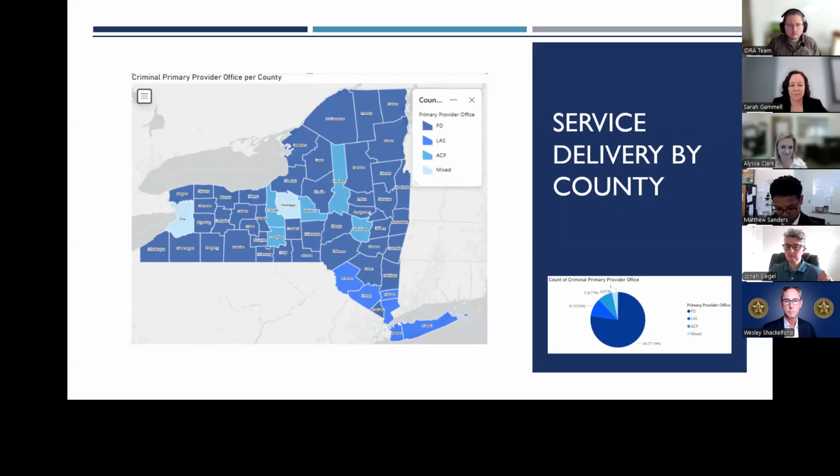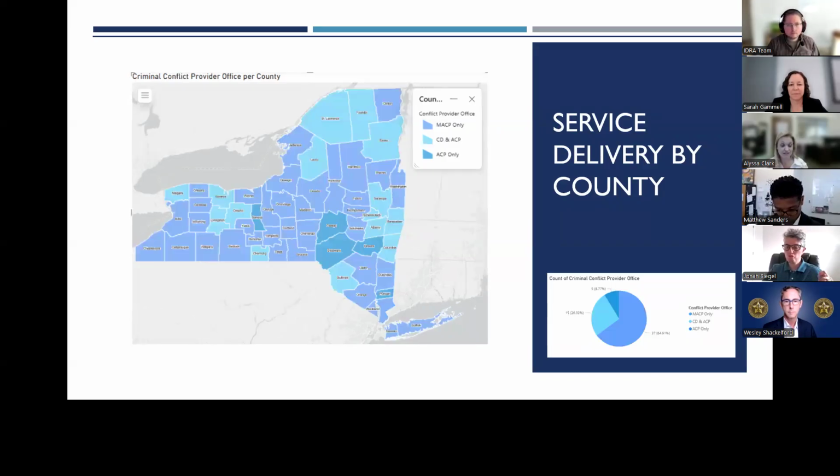Next slide, please. We then have a second level, which is like the conflict system. We have in New York a system of conflict defender offices or assigned counsel programs. As I'm sure many people here on this call know, a public defender office or legal aid bureau can't accept every single case, and so there has to be some type of conflict. This is what the conflict system looks like.